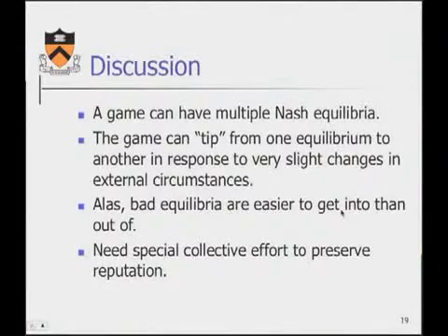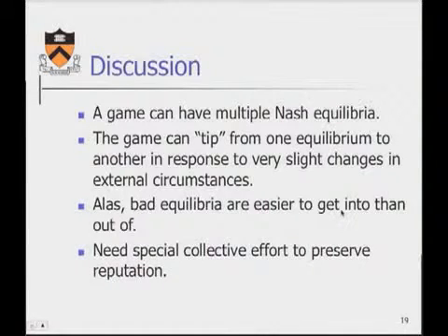Unfortunately, this tipping is somewhat easier in the direction of going from what you might call the good equilibrium to the bad equilibrium. Once you get into a bad equilibrium, it's much more difficult to build back the reputation and the confidence. And that then says we need a lot of special care, collective effort, including regulation, to try and stop.